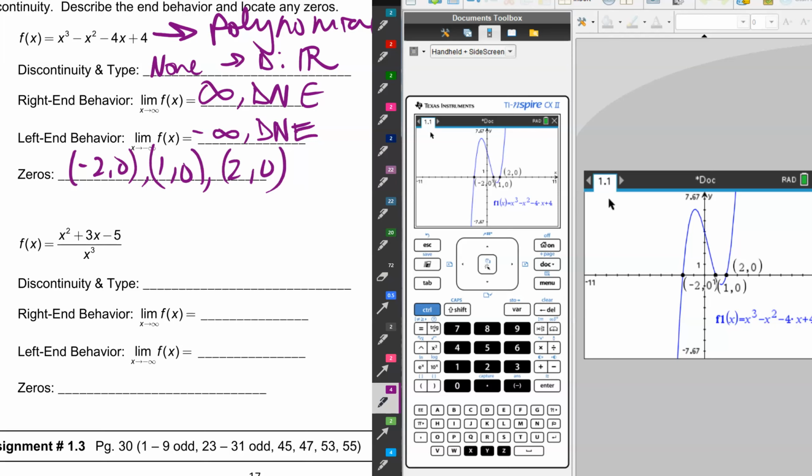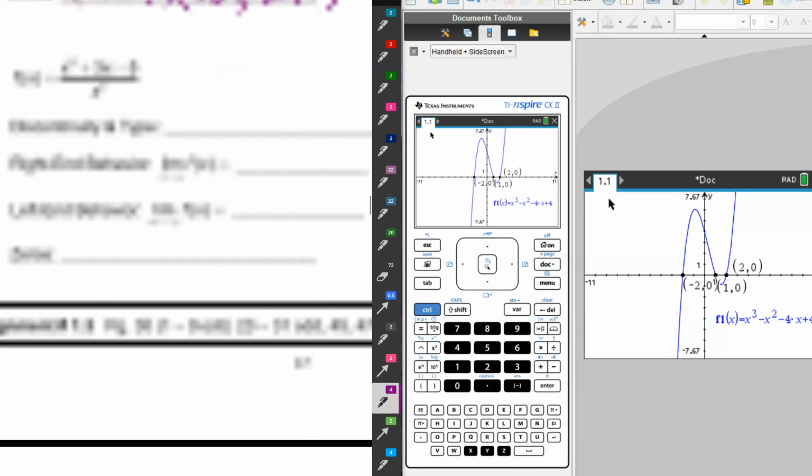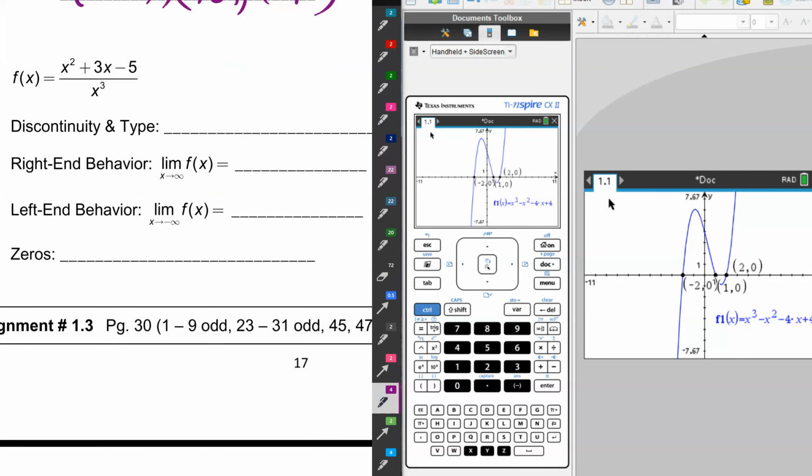Okay, so discontinuity and type. We know for sure it's going to have discontinuity because I have an x cubed on the bottom. If you set your bottom equal to 0, I know I'm going to have, well, I should probably graph it, infinite discontinuity at x equals 0. Let's see.